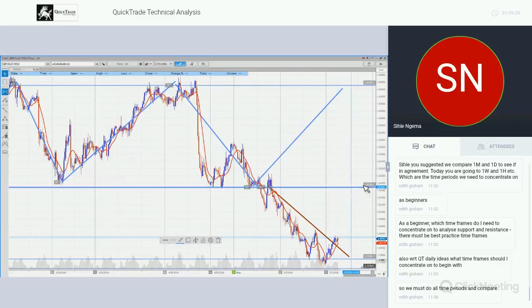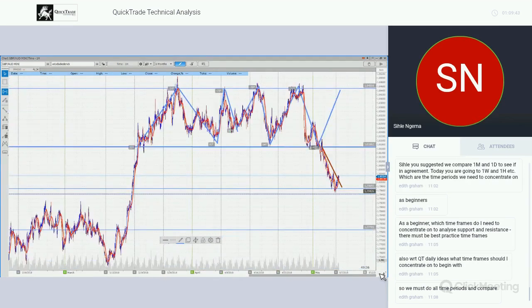When it gets there, I expect to find some sellers around this area here. I expect some sellers to come back in and push the price lower. That's if the price manages to close above this support that we have around 1.79800.